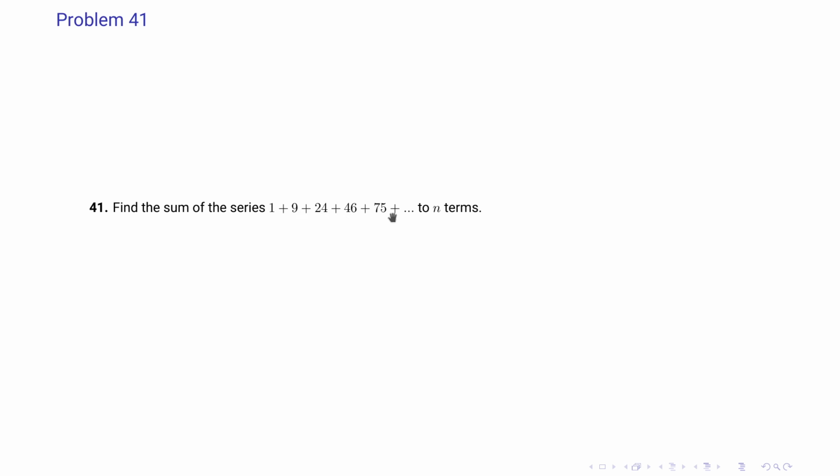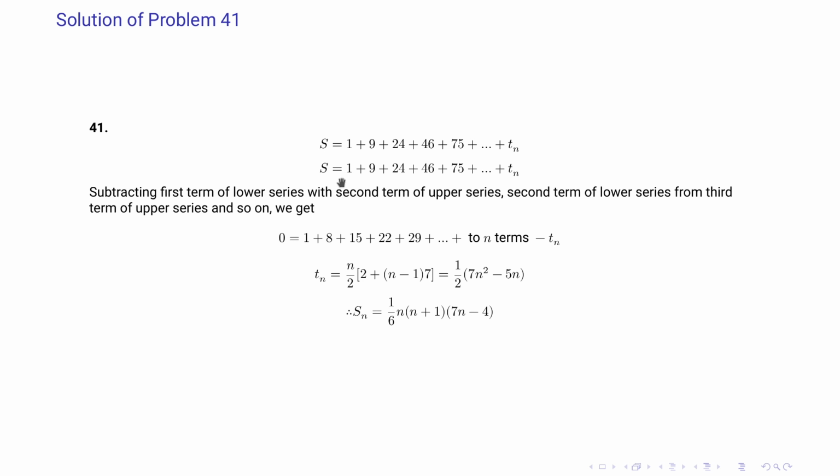plus 46 plus 75 up to n terms. So if you look carefully, the difference between the first and second term is 8. And then you have 15. And then you have 22. So, 8, 15, and 22. So we should see how we solve this problem.